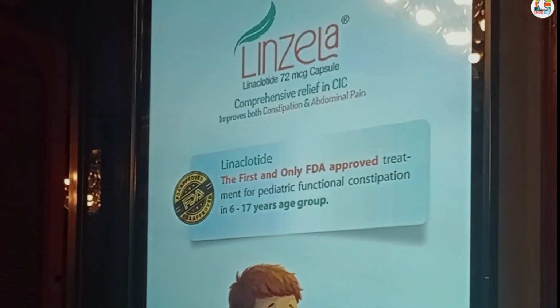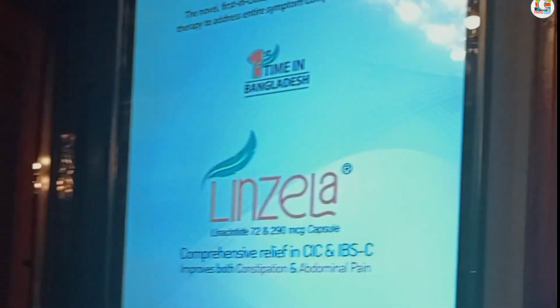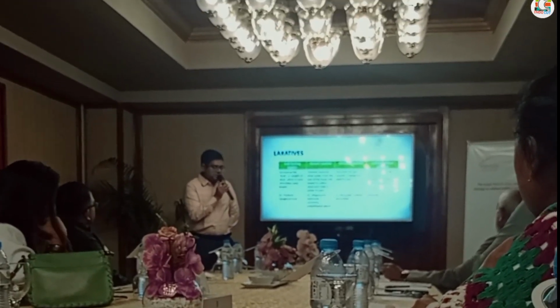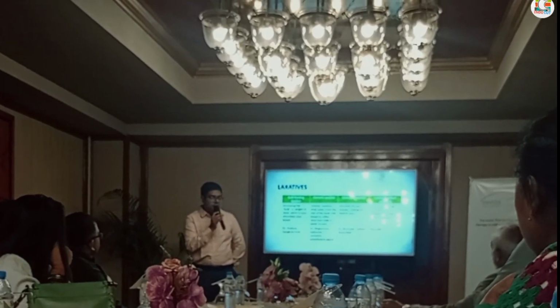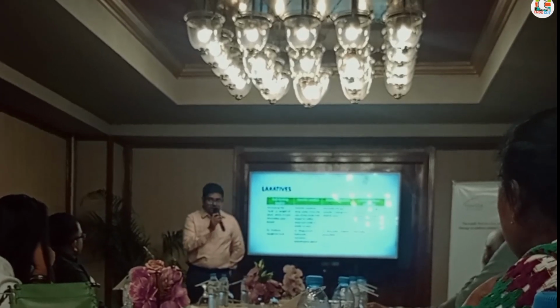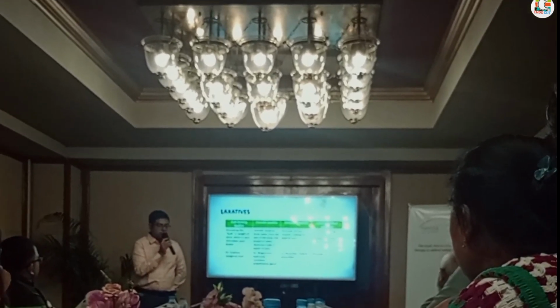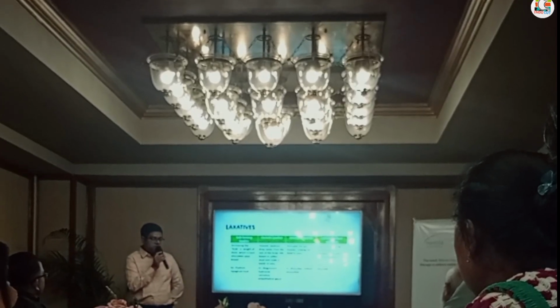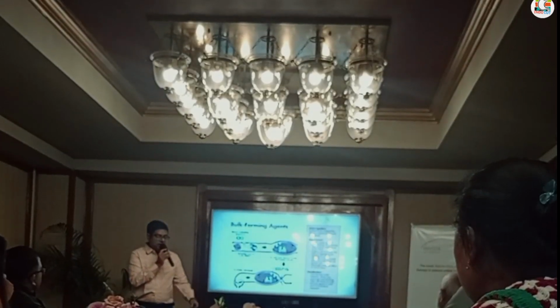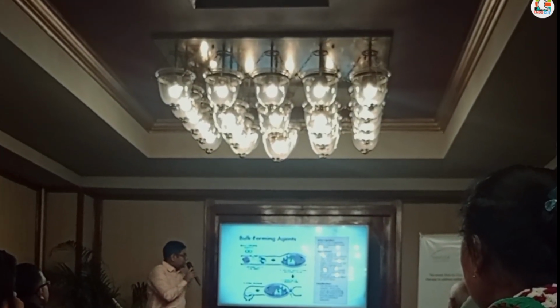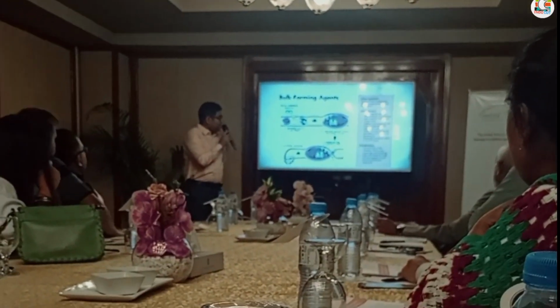Osmotic laxatives draw water from the rest of the body, for example polyethylene glycol. Stimulant laxatives, what do they do? They stimulate the gut muscles, helping the stool to pass. For example, bisacodyl, sodium picosulfate. And lubricants, which are known as stool softeners, work by reducing the surface tension between the lipid and water interface. For example, docusate. This is a pictorial representation of the bulk forming agents and their mechanism of action.